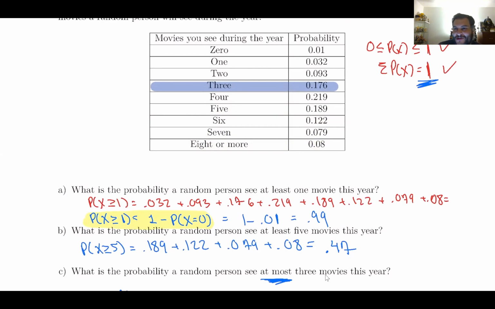All right. So 3 is our max, but which other rows should I select? Remember, we said that's our max, but it could actually be lower than that. Cool. 0 to 3. Perfect.